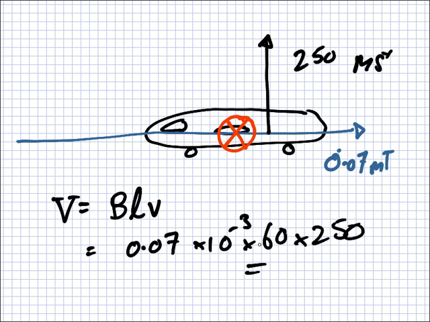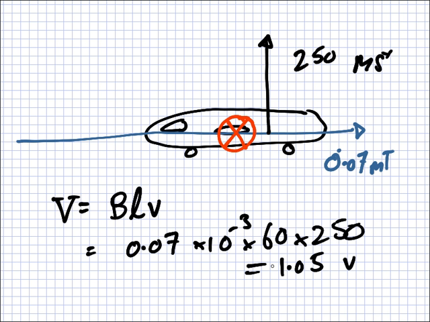What do you get there? 1.05 volts. That's pretty big. That's enough to power your calculator at least. So that's like free energy, because the voltage is across the plane just because the plane is moving in the Earth's magnetic field.